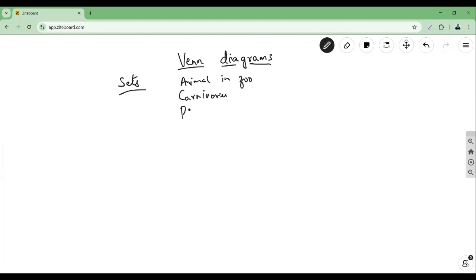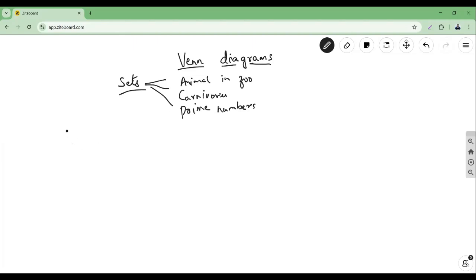Or if I say prime numbers, a set of prime numbers means the numbers that do not have more than two factors. So they have some relationship with each other. That kind of thing is called a set. To represent two or three sets in a particular diagram is called a Venn diagram.